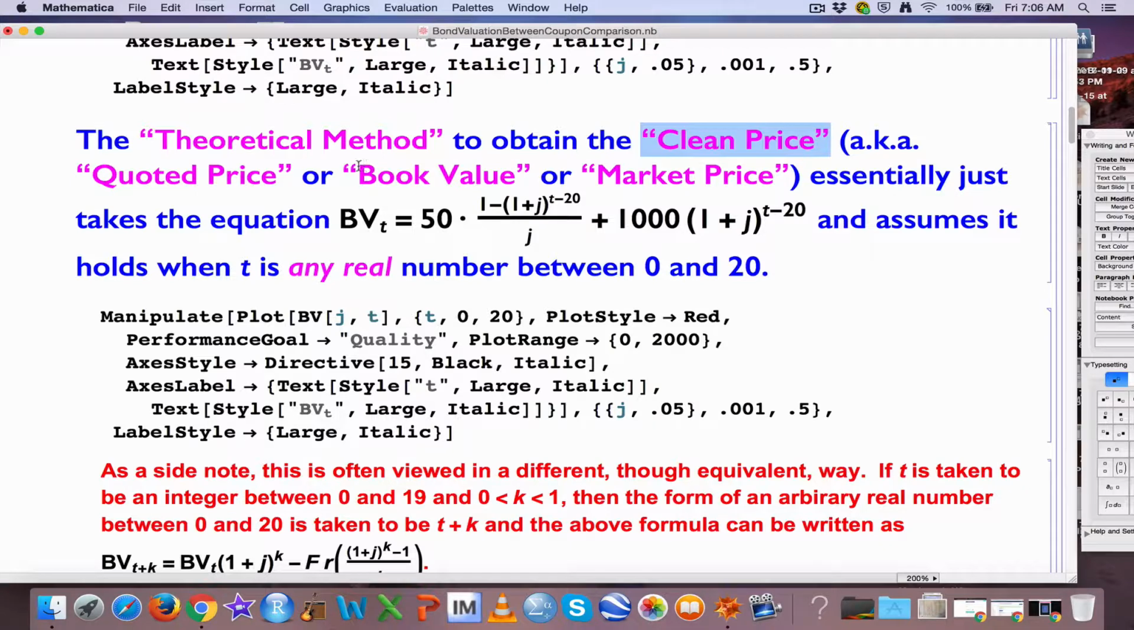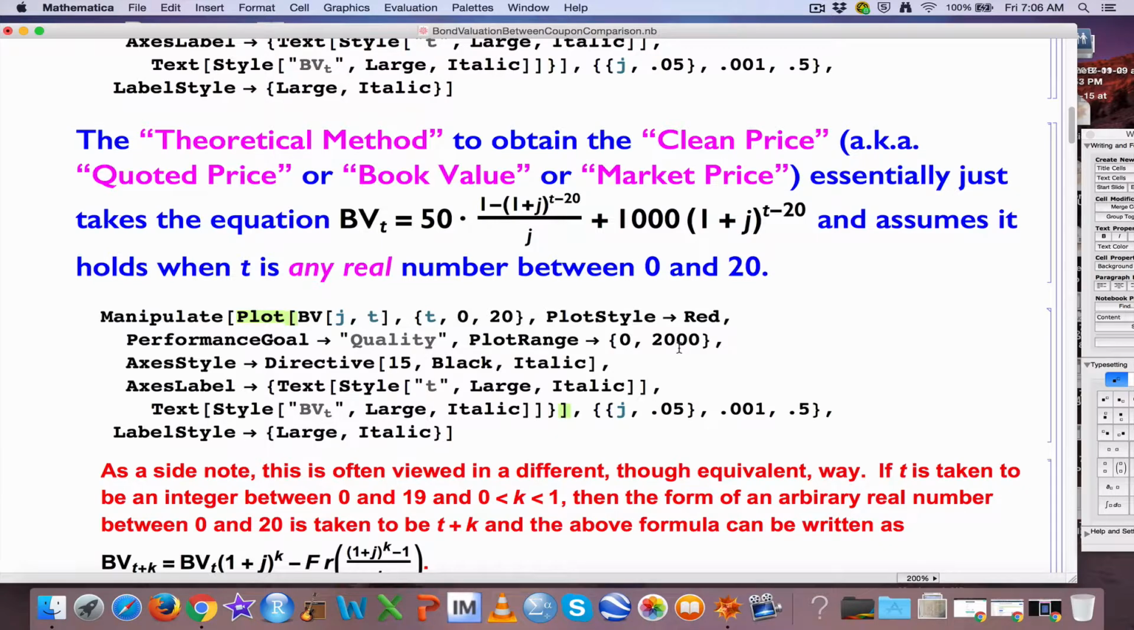All these words, clean price, quoted price, book value, market price, are basically taken to be synonyms for this quantity. And what you do with a theoretical method to get the value between coupon payments is you essentially assume this equation is true when t is any real number between 0 and 20. You think of this as a continuous function of t. That's not the way most textbooks describe it at first. I'll talk about the way textbooks describe it in a minute.